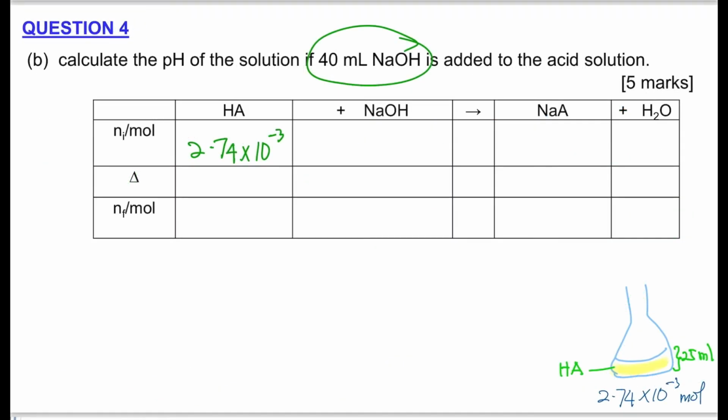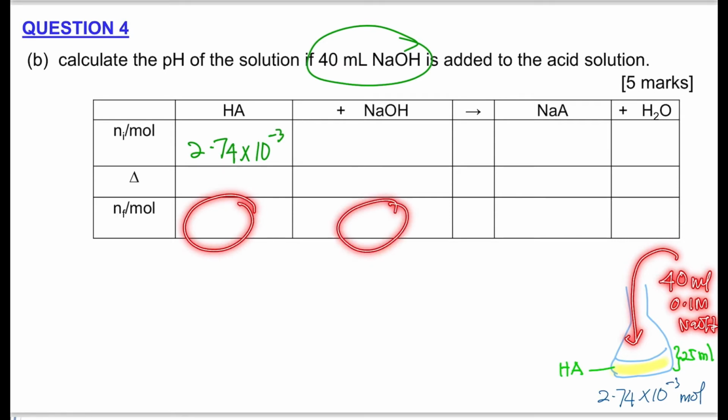Here we go to question 4b. We need to calculate the pH of the solution if 40 ml of sodium hydroxide is added. After 40 ml of 0.1 molar sodium hydroxide is added, do we know which component is left at the end that contributes to the pH? It's either the acid or the base. So we need to know which component, acid or base, is left at the end of the titration.